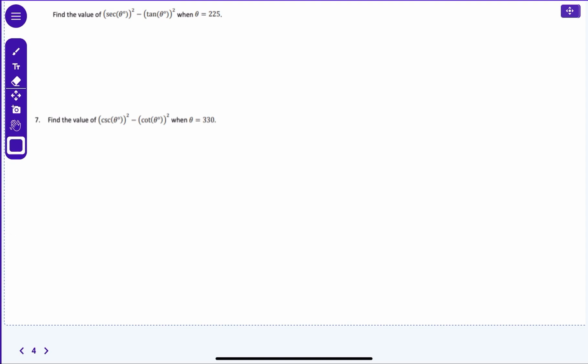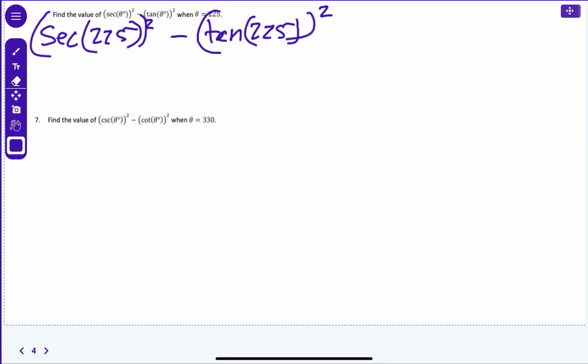All right, let's do, I think, one more. Okay, it says find the value of secant of theta squared minus the tangent of theta squared, when theta is equal to 225. Let's just rewrite that. I don't know why they didn't just put that in there. But the secant of 225 squared minus the tangent of 225 squared. Let me put all that in parentheses because we'll have to find the secant and then square it.